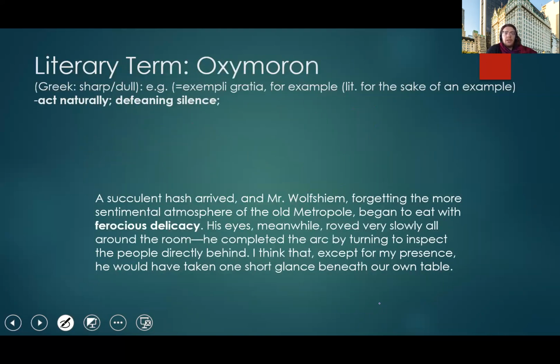There's a word that I want you to associate with Mr. Wolfsheim, and that is an oxymoron. Oxymoron is a Greek term meaning sharp or dull. And for example, and this is another abbreviation you might encounter in your readings in life, e.g. is a Latin phrase meaning exempli gratia. For example, literally it means for the sake of, gratia, of an example, exempli. Two common ones are to act naturally and a deafening silence. That's not how you spell deafening.